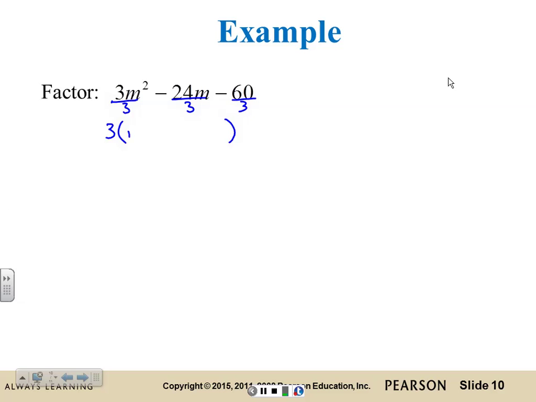3m squared divided by 3 is going to give me m squared. Negative 24m divided by 3 is going to give me negative 8m. And negative 60 divided by 3 is going to give me negative 20. Now, look inside here. I have a trinomial and my leading coefficient is 1. So what I'm going to do is I'm going to bring that 3 down. It's got to stay in the problem. And I'm going to factor that inside trinomial with a leading coefficient of 1 using the factoring technique that we're working on. So my signs are going to be different.